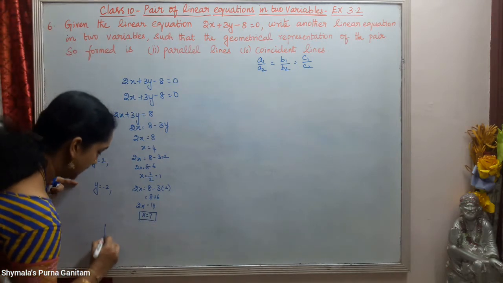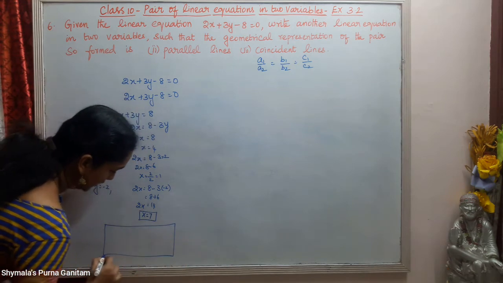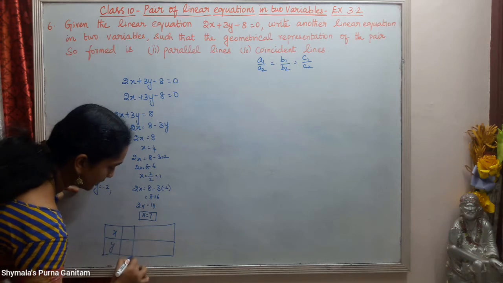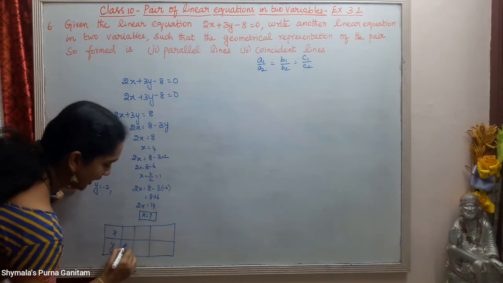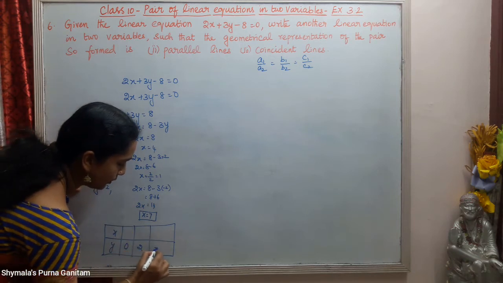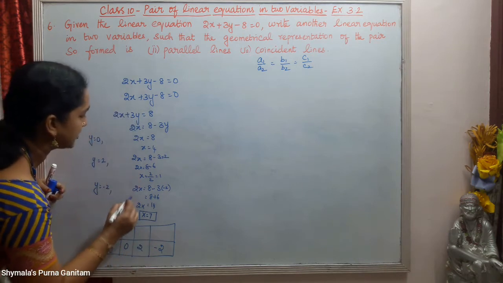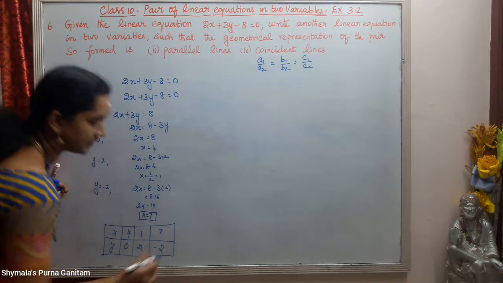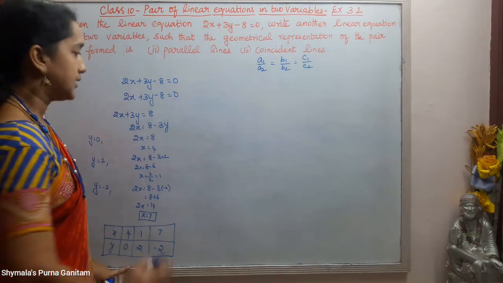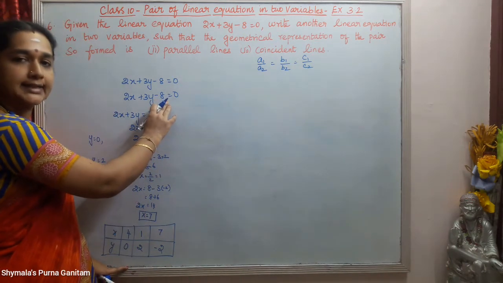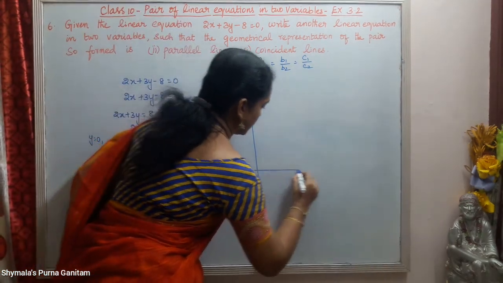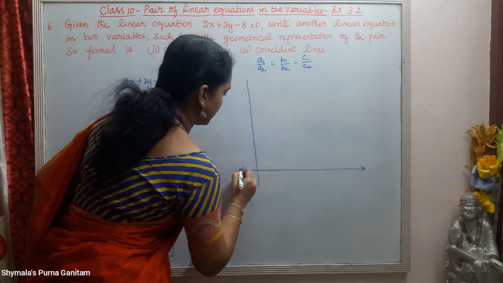Okay, so if I am doing this in the tabular column, it will be x, y. My y values are 0, 2, minus 2, and my x values will be 4, 1 and 7. Okay, so the next line has the same condition, so the same thing will be there. So I am going to plot it.